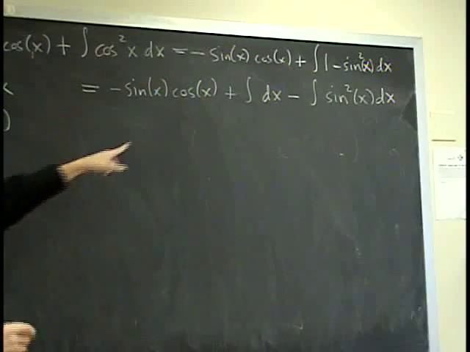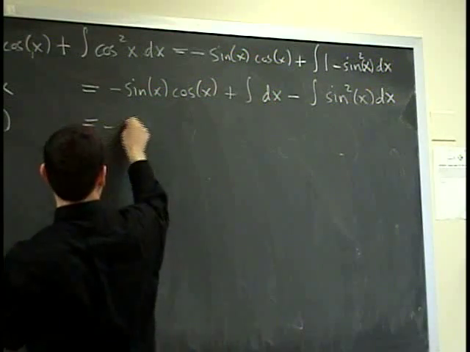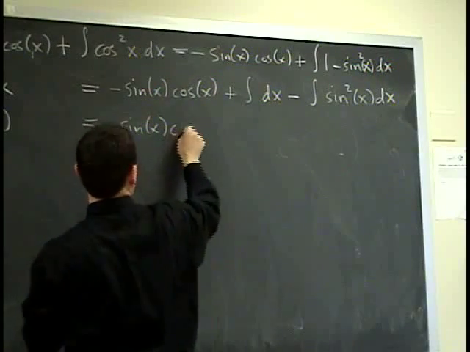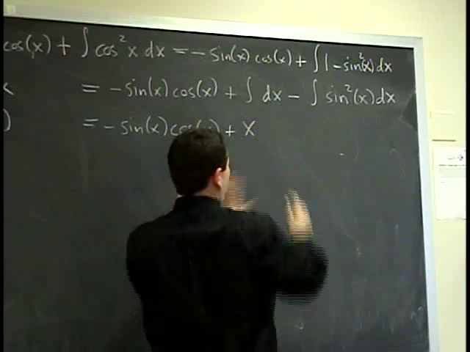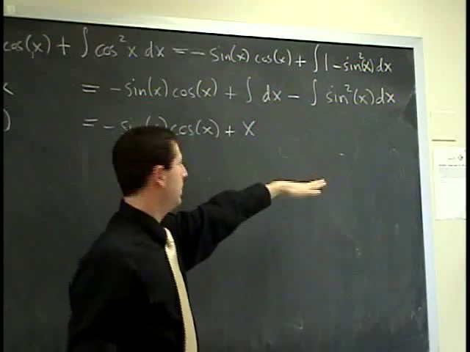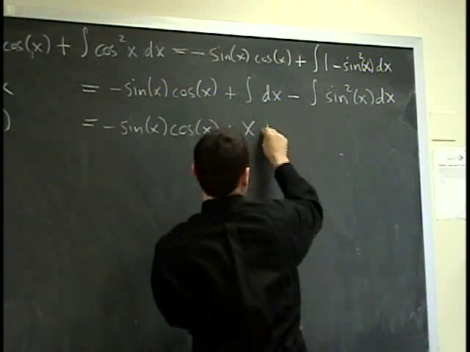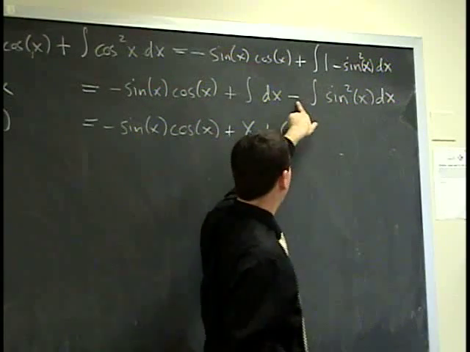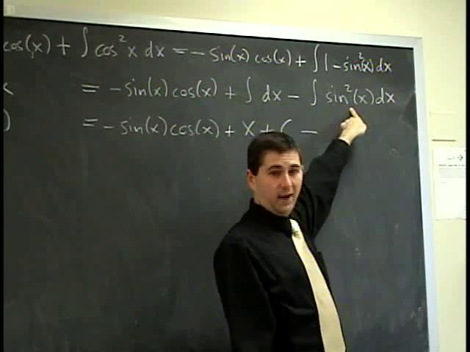Okay, so this one we know how to do. That's a good one. Minus sine of x cosine of x. Plus, well, the integral of dx is just x. I won't add the plus c for the moment, because I don't want to evaluate that anyway. And then I have to do minus the integral that we want anyway.